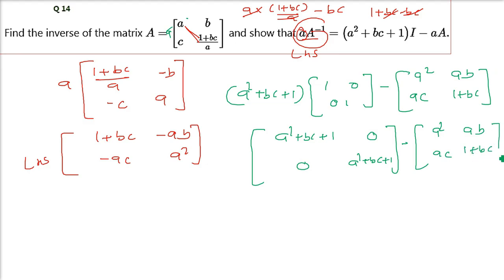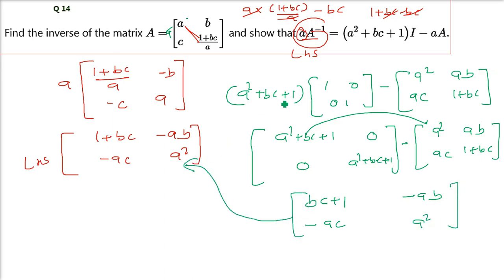Now let us subtract it. A squared plus BC plus 1 minus A squared. A squared gets cancelled. You get 1 plus BC here. Then you have 0 minus AB here. 0 minus AC is minus AC. A squared plus BC plus 1 minus 1 plus BC, BC plus 1 gets cancelled. A squared it will be. So you see these two, left hand side and right hand side, are equal.